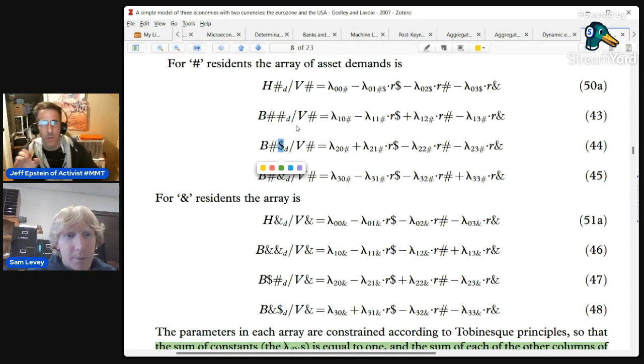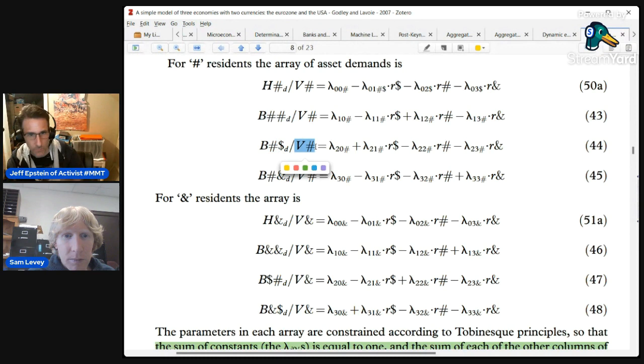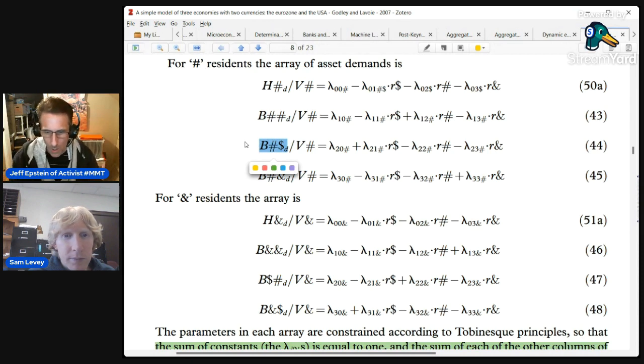Okay, so I'm a resident. I have this much wealth, in euros, I guess it would be measured in euros. So this is how much wealth I have in euros, and the top is how much of that I want to hold in dollars, money.